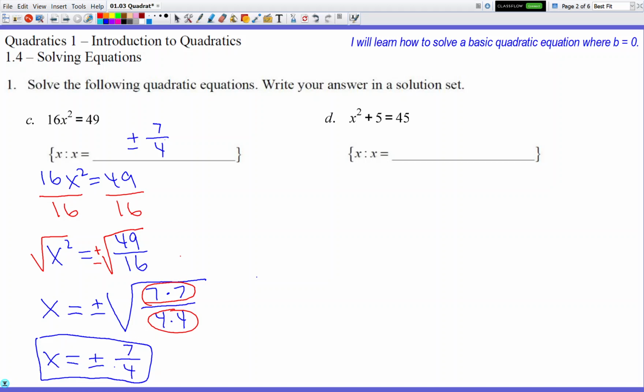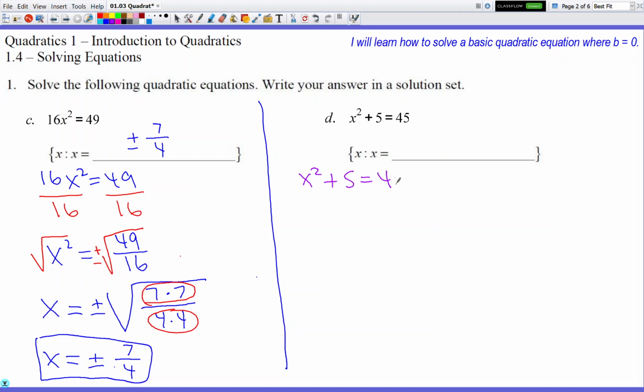All right, so let's look at letter D. Okay, so we're going to solve for x. There's a plus 5 and there's a square. So reverse PEMDAS again. So get rid of my add-subtracts first. Let me actually write the problem so I can start manipulating it.